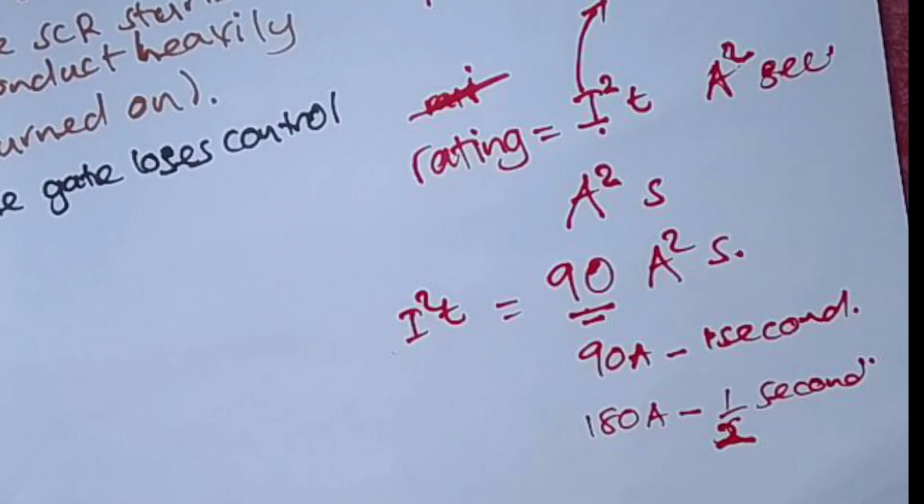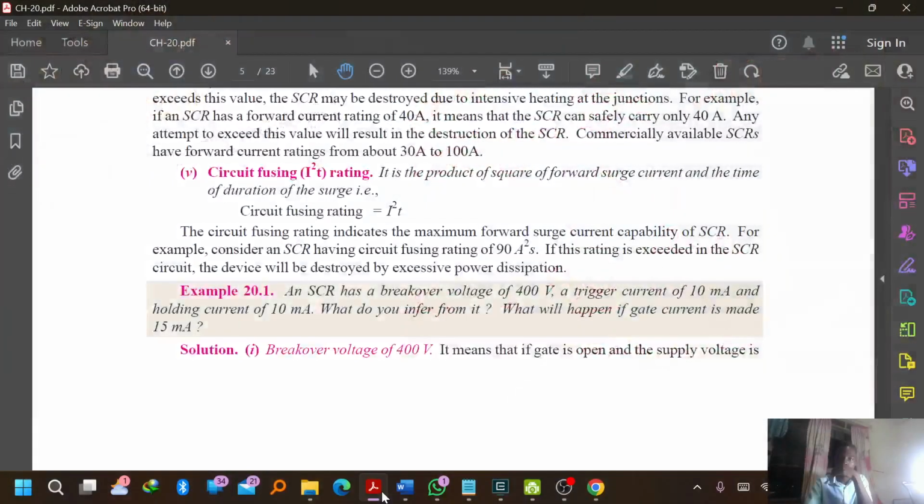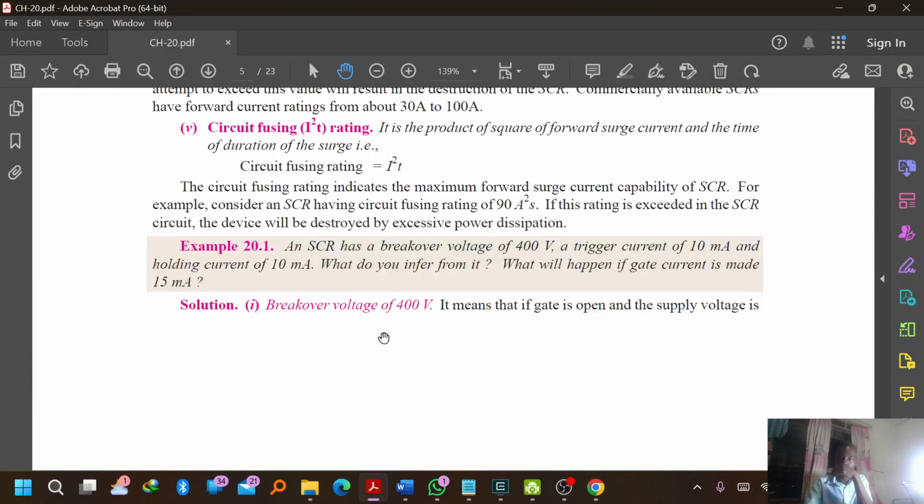Are we together? So for example, here they have shared with us an example, and they're saying an SCR has a breakover voltage of 400 volts, a trigger current of that.